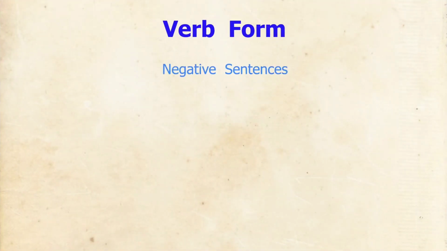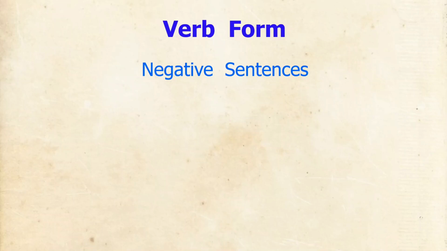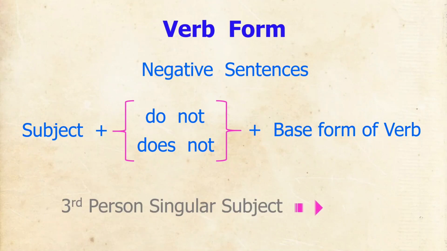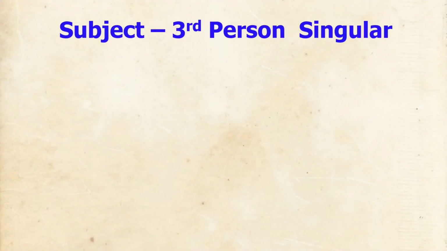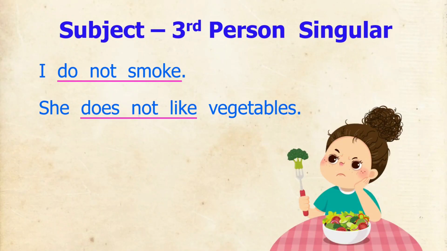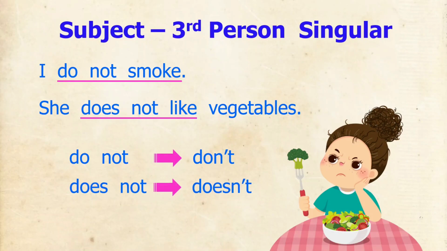Negative sentences. For a negative sentence, we just put do not or does not between the subject and the verb. If the subject is third person singular, we use does not. Let's see some examples. I do not smoke. She does not like vegetables. Note that, in informal contexts, we usually use the contracted forms of do not and does not.